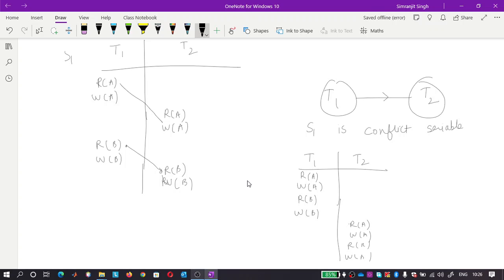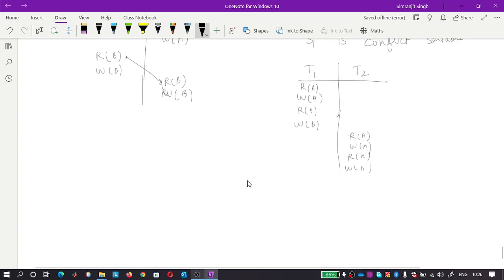So the precedence graph is not only telling you that a particular schedule is conflict serializable, it is also telling you to which particular serial schedule the schedule S1 is conflict serializable. That is the main benefit of following this particular method. It's very easy, I think anybody can easily do it. Just keep in mind, if there is a cycle, then there is no conflict serializable property. If there is no cycle, only then you can say it is conflict serializable.